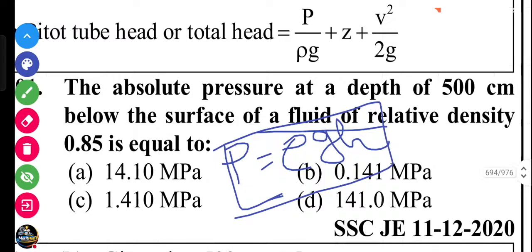Where rho equals 0.85, and h equals 500 centimeter, it is converted, then you get the answer in megapascal. So 500 centimeter means 500 into 10 to the power minus 2 meter. And this answer is the gauge pressure. You add the atmospheric pressure, then you get the absolute pressure.